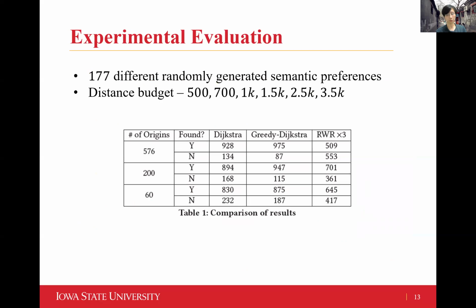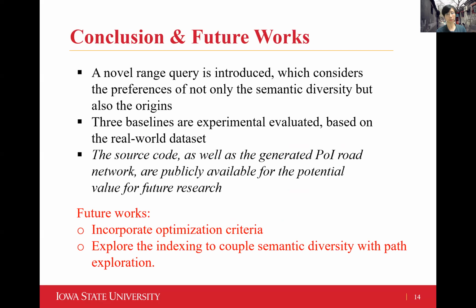This table shows the result, given 177 different POI preferences and 6 distance budgets from 500 meters to 3.5 kilometers. We also conducted the experiment in terms of the number of origins. We can observe that the greedy Dijkstra always achieved the best result compared with the other 2. For random walk, we actually allow triple the time than the others, while it's still always the worst one.